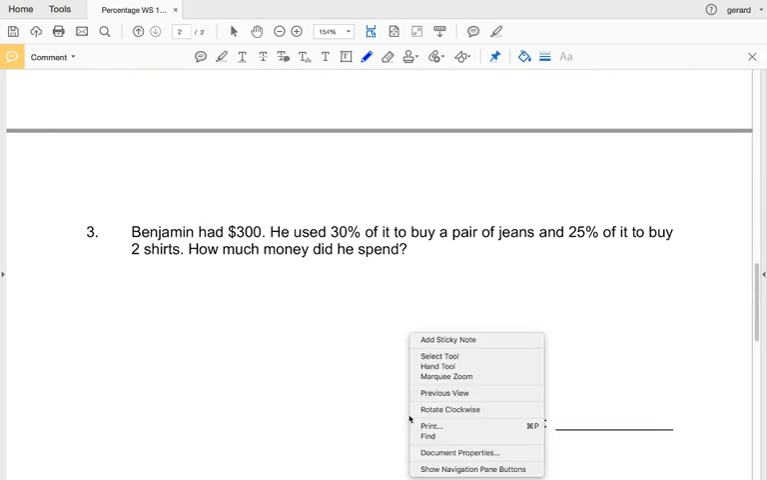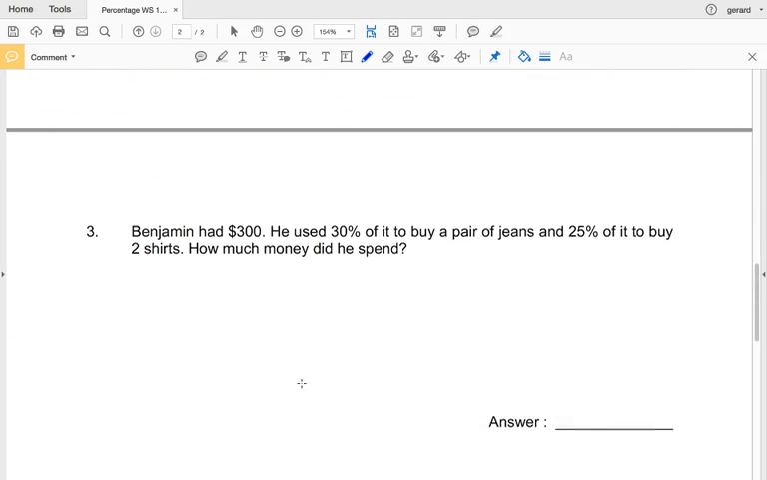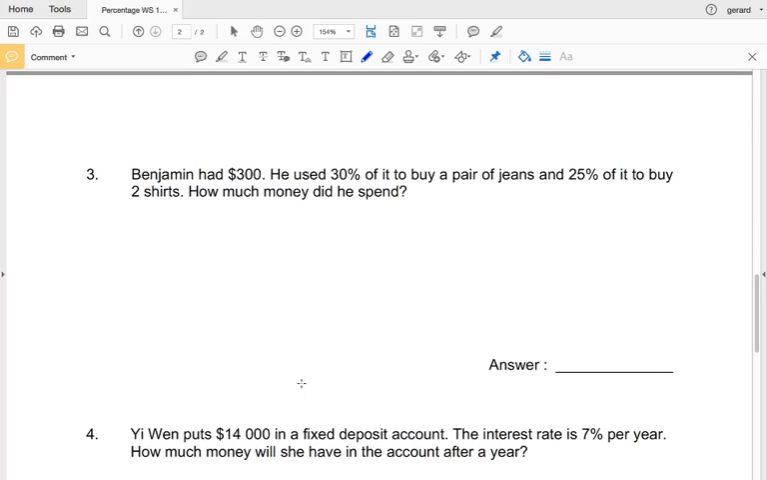Okay, question 3. Benjamin had $300. He used 30% of it to buy a pair of jeans and 25% of it to buy 2 shirts. How much money did he spend? Now you notice this is again 2 portions. Alright, 30% to buy jeans, 25% of it to buy 2 shirts.